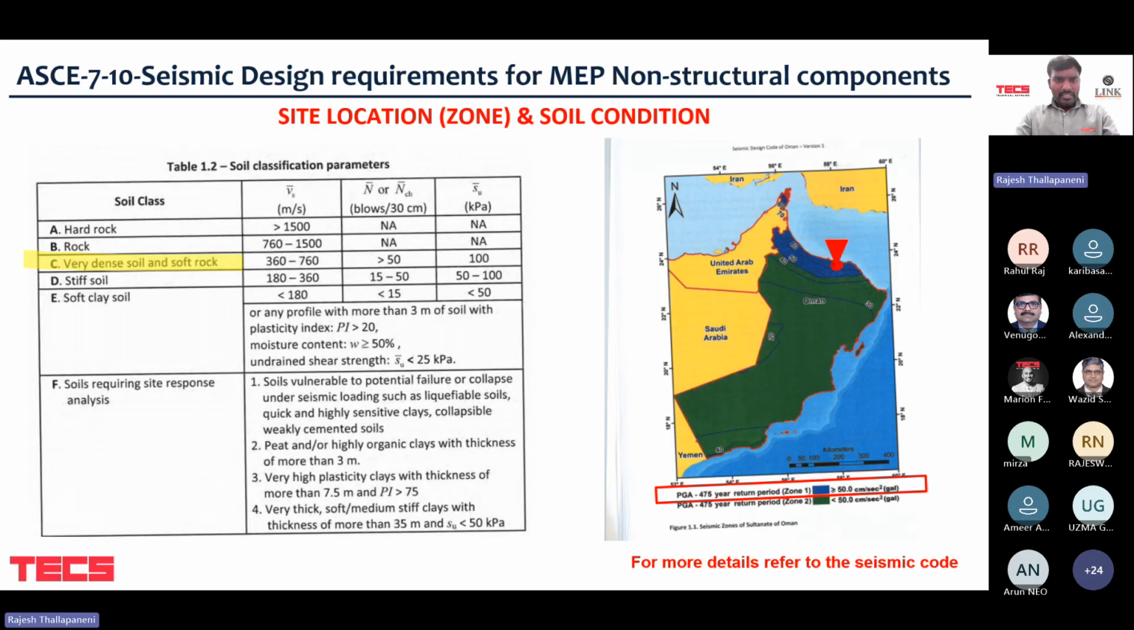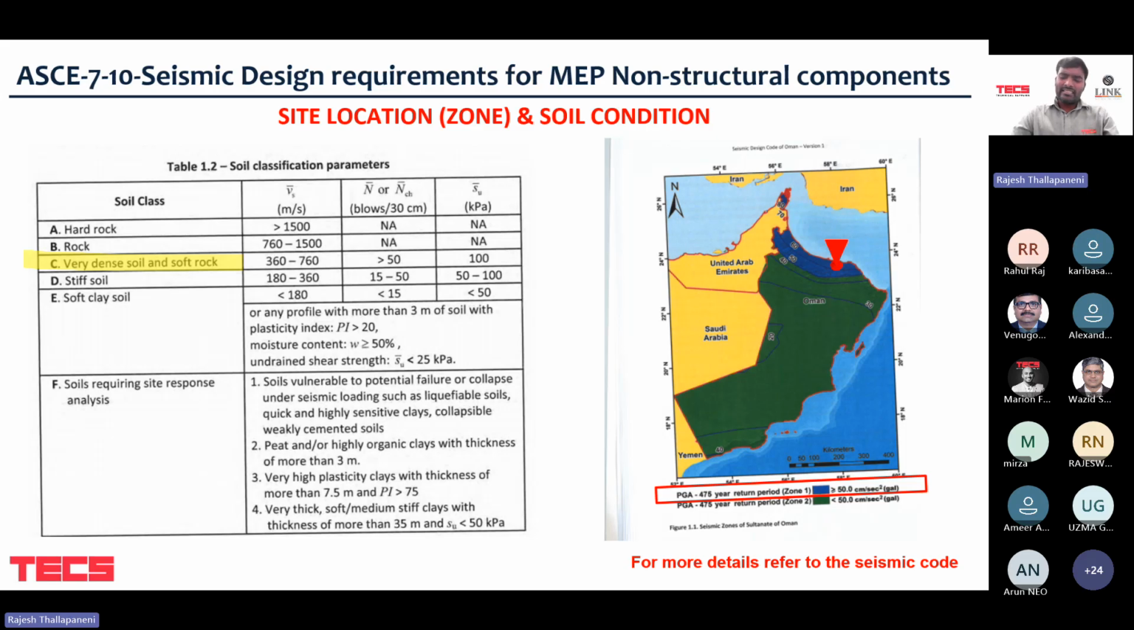So the pictures you see on screen are actually extracts from the Oman Seismic Code, which is published by the Sultan Qaboos University Earthquake Monitoring Center. So these are predefined data. On the right side, you can see a seismic map, which is generated taking the last 475 years of time period. This entire Oman has been categorized into two zones, zone 1 and zone 2. The one on the top, in blue color, is zone 1, and the bottom one, in green color, is zone 2.